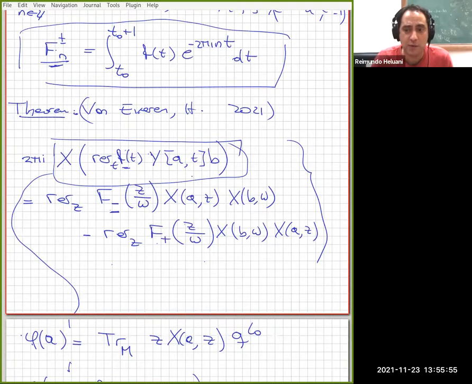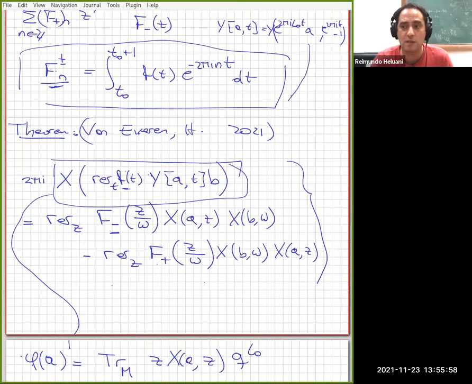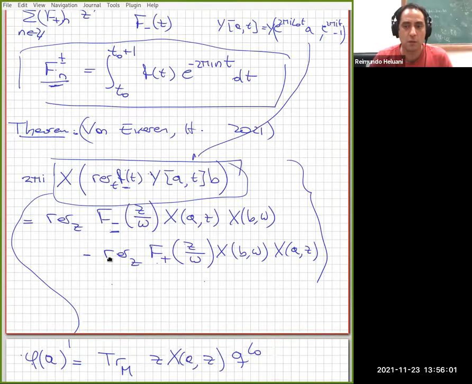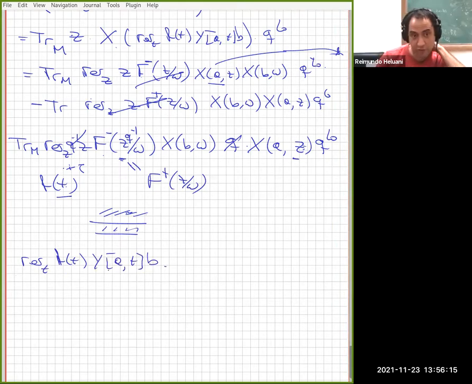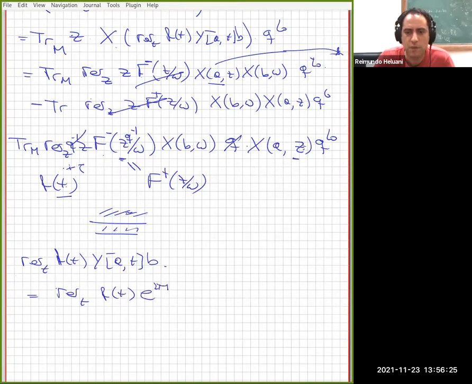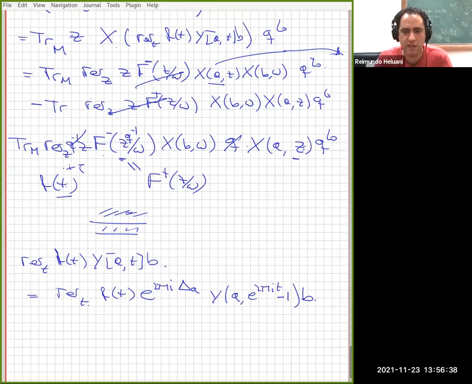Then here the exponential change of coordinates is already embedded because this was the definition of this deformed operation. So when I go and analyze that, I need to analyze this residue of t of f of t, y of a t b. And then I'm going to take a vertex operator of that later on. But the point is that this is equal to the residue of t, f of t, e to the 2 pi I, and now this is the conformal weight of a, y of a, e to the 2 pi I t minus 1 applied to b. And I need to integrate this with respect to t.